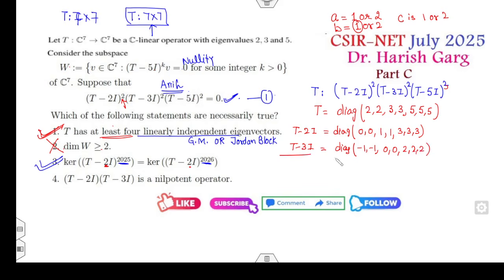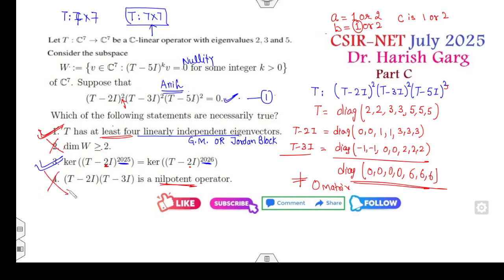और अगर आप इसको प्रोडक्ट करोगे तो डायगोनल मैट्रिक्स का प्रोडक्ट भी तो डायगोनल ही आएगा ना: 0, 0, 0, 0, 6, 6 and 6. Clearly say which is not zero matrix. Why? Because diagonal में कहीं ना कहीं तो 6 मिल गया ना आपको. So but he said nilpotent operator. That is not true. So the right options are A and C are the right answer of the problem.